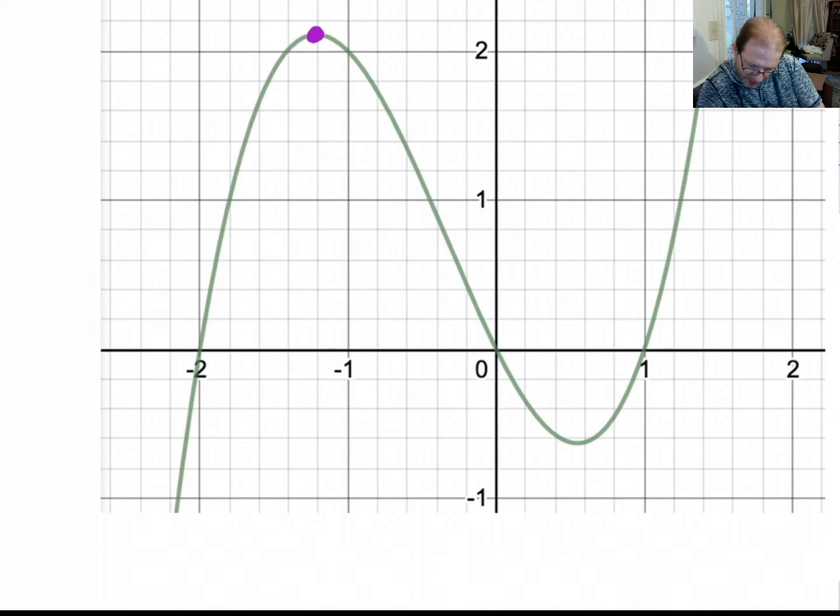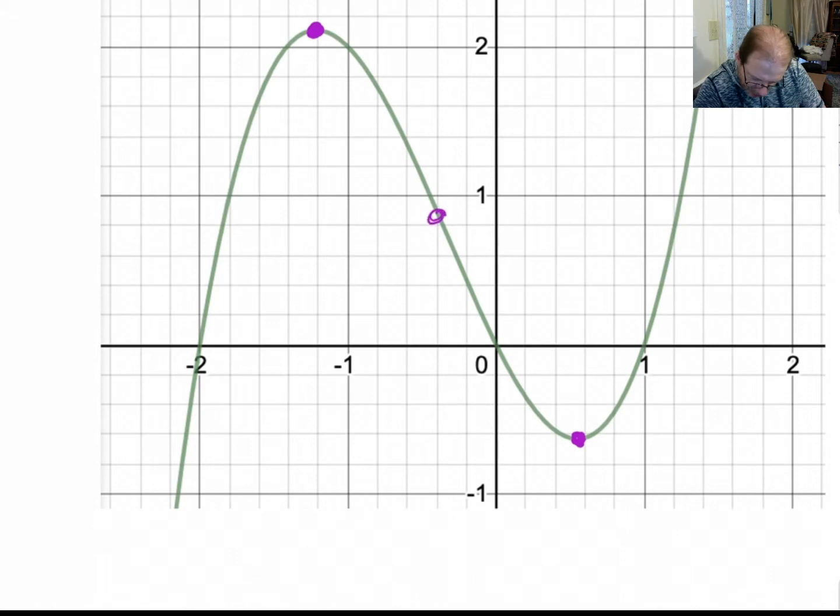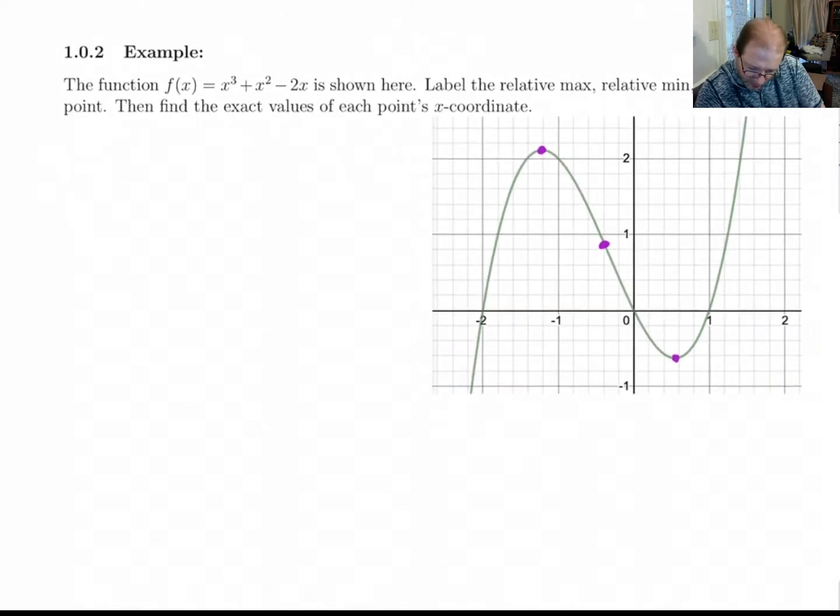The min happens over here, the relative min, at about 1/2. And the inflection point happens somewhere in here. Looks like maybe on this one, which would be at like negative 0.4. But let's work this out.